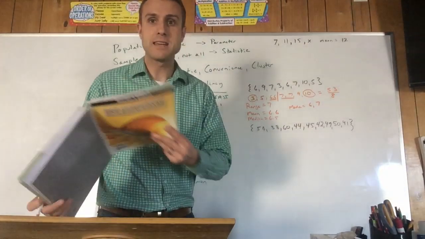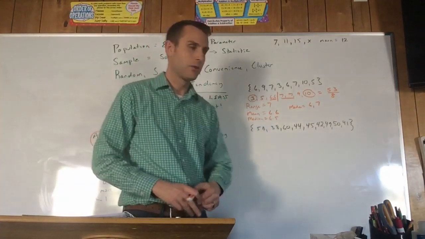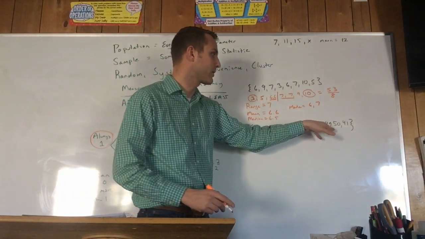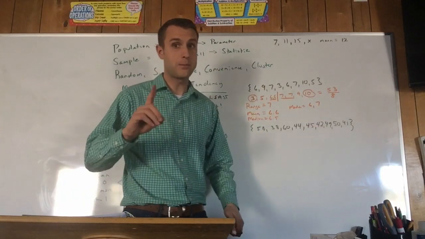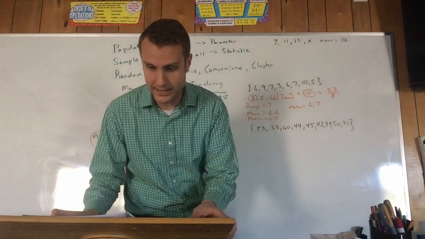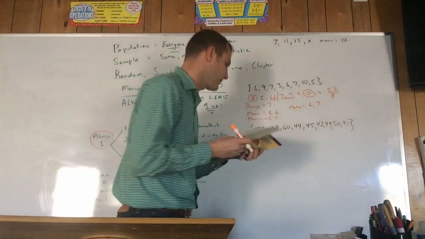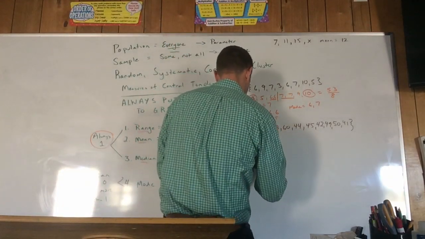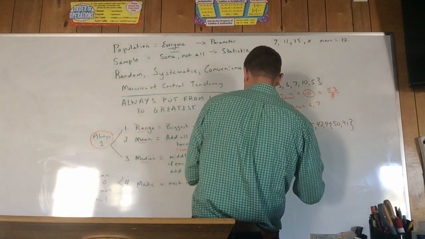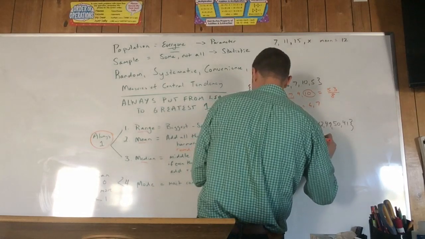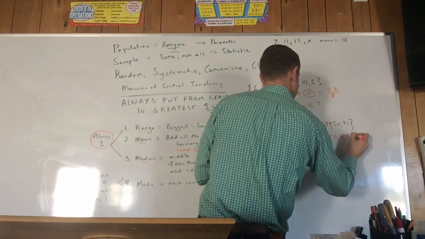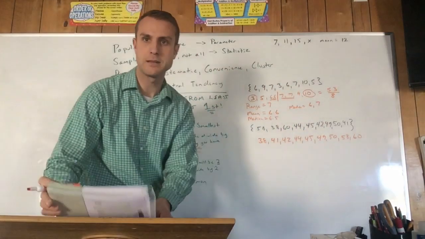So let's look at one more example of how we would do this, and then we'll let you go. We have here 58, 38, 60, 44, 45, 42, 49, 50, and 41. Again, what's my first step? It has to be in order from least to greatest. So I'm going to put that in order really quickly here. So I have 38, 41, 42, 44, 45, 49, 50, 58, and 60. I put that in order from least to greatest.